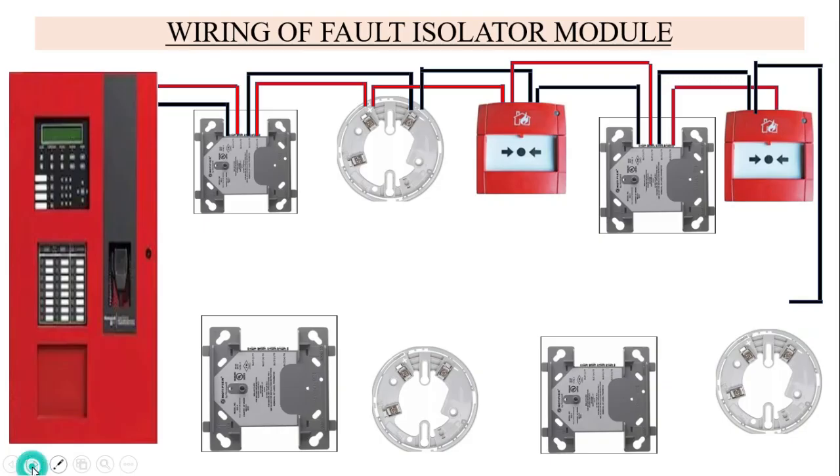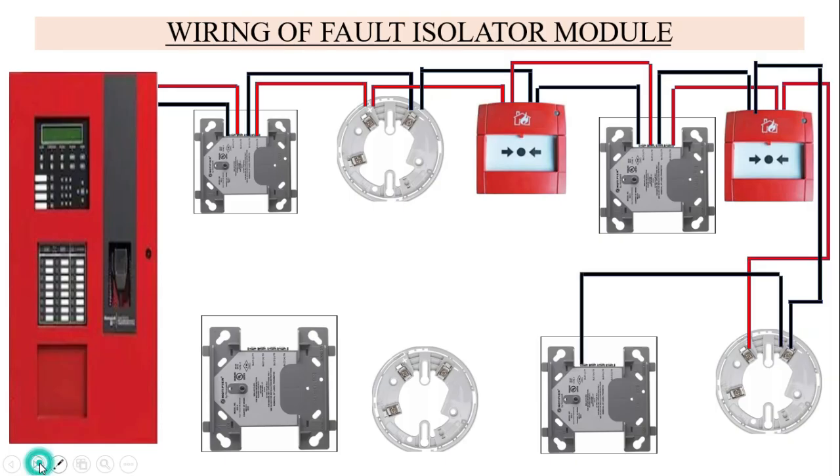Then again from here I will loop to others. Again from here let's count: one is MCP, then another detector, then another, again let's count to 20. After 20 again we have to install the fault isolator module. So every 20 detectors we have to install the fault isolator module. Again we have to do wiring like this. Okay, so this is the wiring.